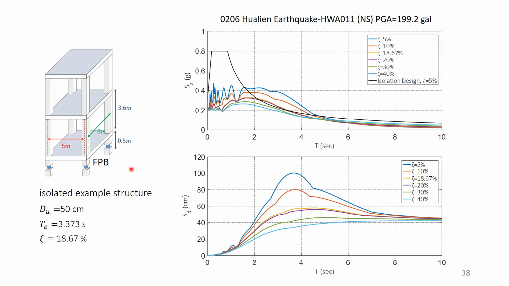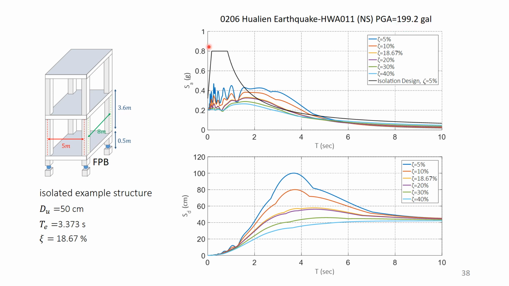So this is the example structure, the FPB retrofit example structure that we discussed previously. For this structure, we already know that the ultimate displacement is 50 centimeters, the period is 3.37 seconds, and the damping ratio is 18.67%. The time history we use is the Hualien earthquake on February 6, and the station is HWA 011 north-south. This earthquake's PGA is 199.2 Gauss.